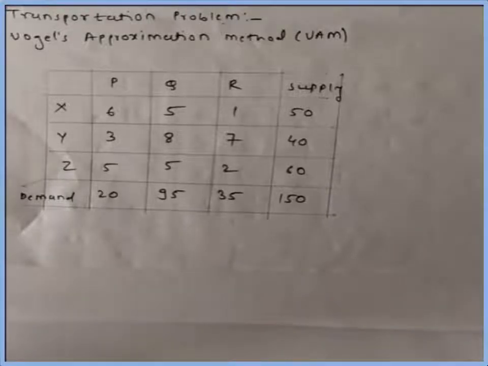Now in Vogel's approximation method, the first step is to calculate the row penalty and column penalty. Now the question is how to calculate the row penalty and column penalty. For calculation of the row penalty, first of all identify the two smallest numbers in the row and take the difference of these two numbers. Similarly, in the column, identify the two smallest numbers in the column and take the difference of these two numbers. Means we can calculate the row penalty and column penalty by subtracting the two smallest costs from the row and column.